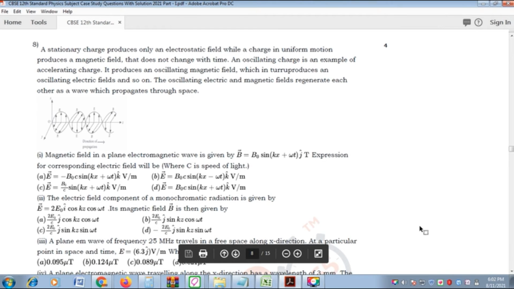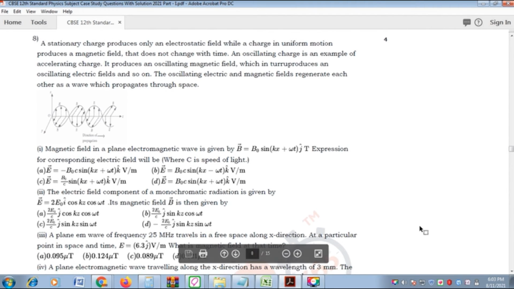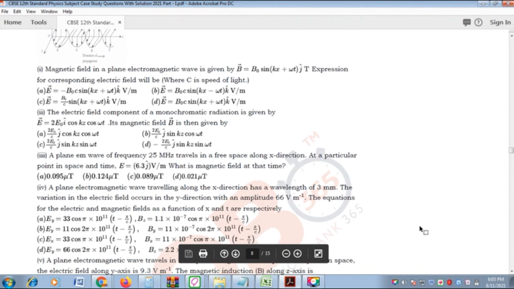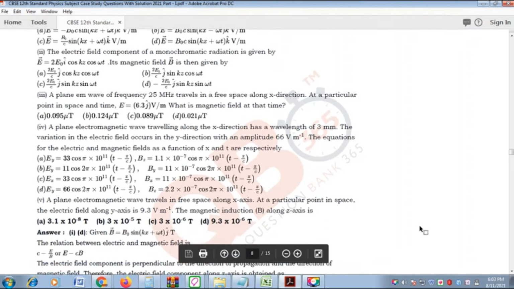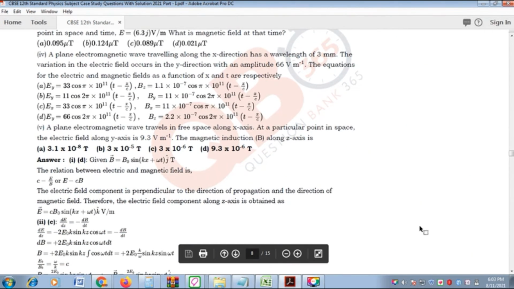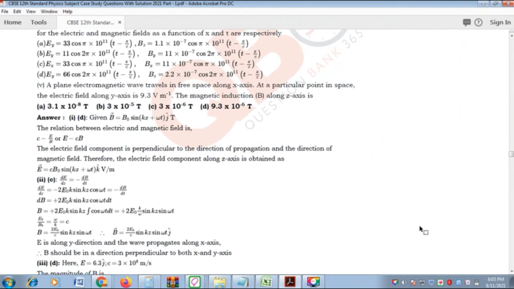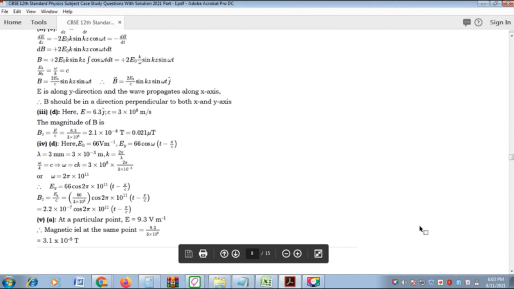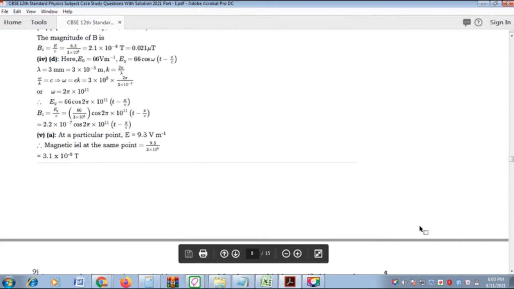The eighth page has the eighth question, and it contains a paragraph: a stationary charge produces only an electric field, while a charge in uniform motion. It is a question with a diagram. Based on that question and diagram, they ask five different questions. Below that, QB provides a detailed explanation with the answer.